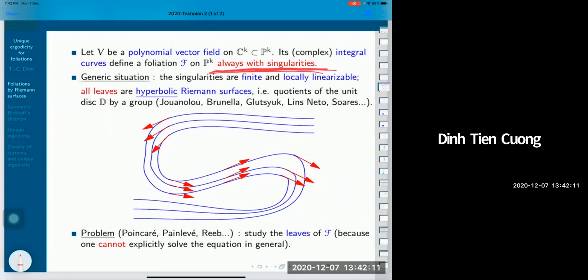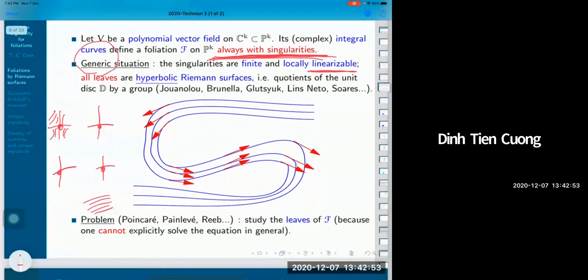So the generic situation is that the singularities are finite. So we have a finite number of points where the foliation is singular, but outside those points, the foliation is nice, like before. But at those points, you might have some picture that I drew before. Something like that. It could be more complicated. And then in this generic situation, the singularities are linearizable.